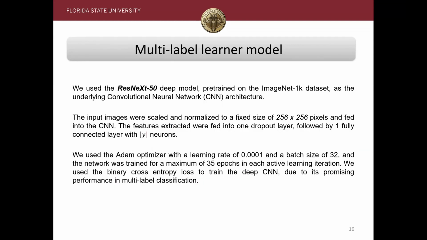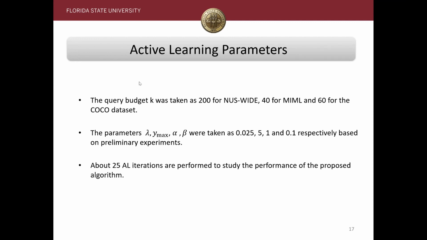So we used a ResNeXt-50 deep model pre-trained on the ImageNet 1K dataset as the underlying convolutional CNN network. The input images are scaled and normalized to a fixed size of 256 by 256 pixels and fed into the CNN. And these are some of the hyperparameters we use in the experiment: a learning rate of 0.001 and a batch size of 32. Then we'll talk about some active learning parameters as well.